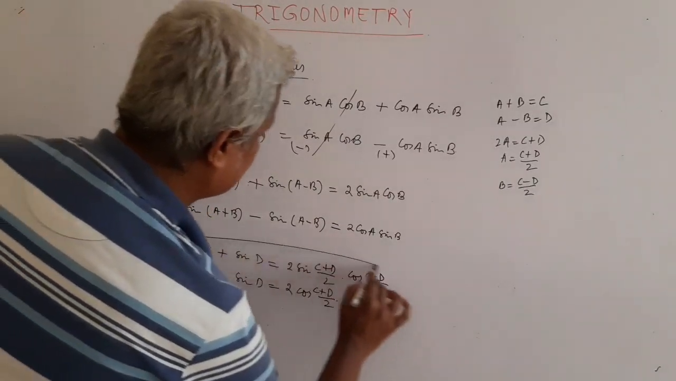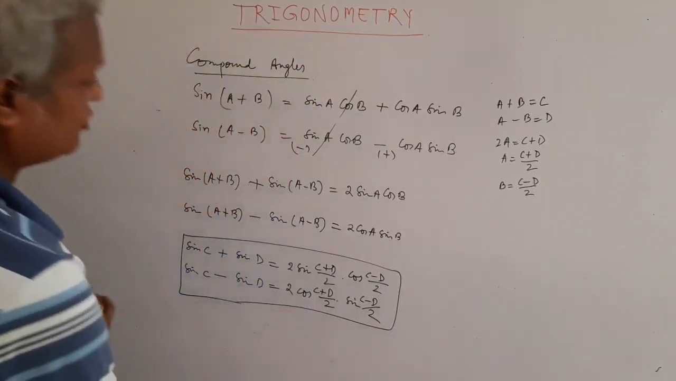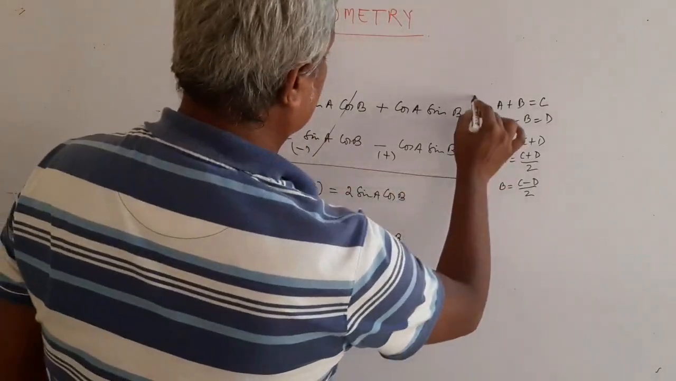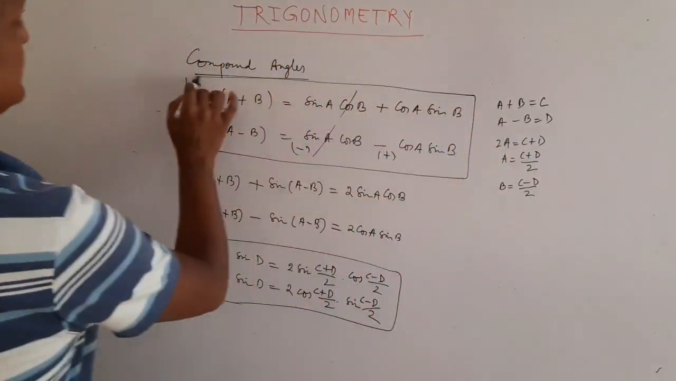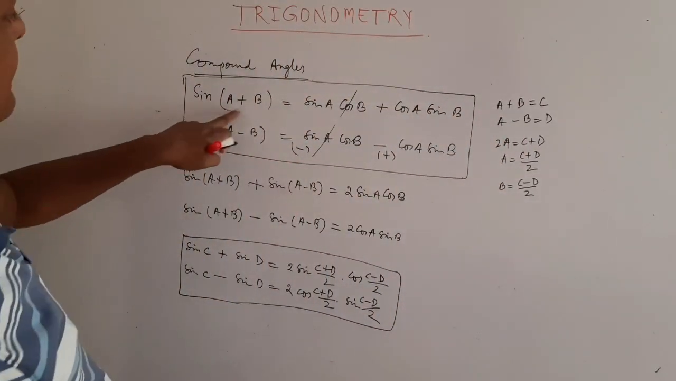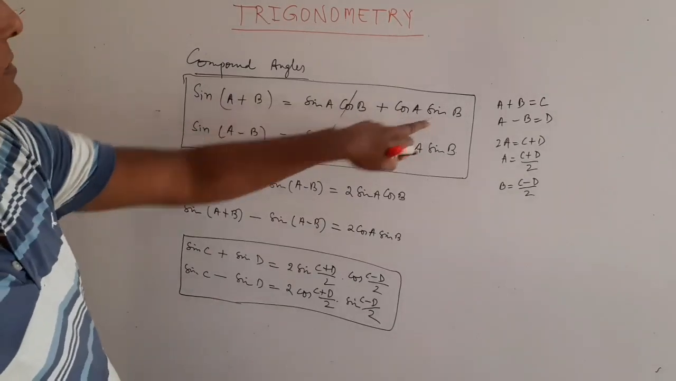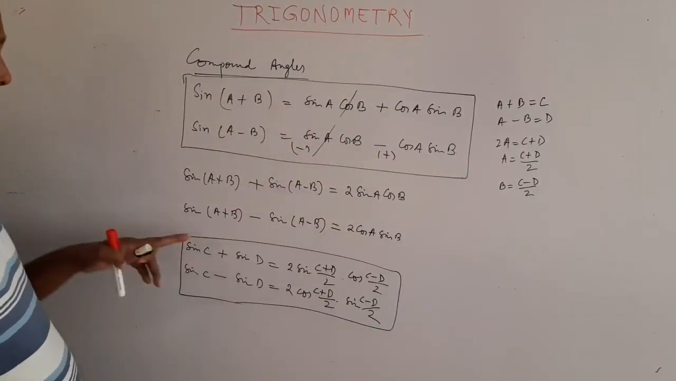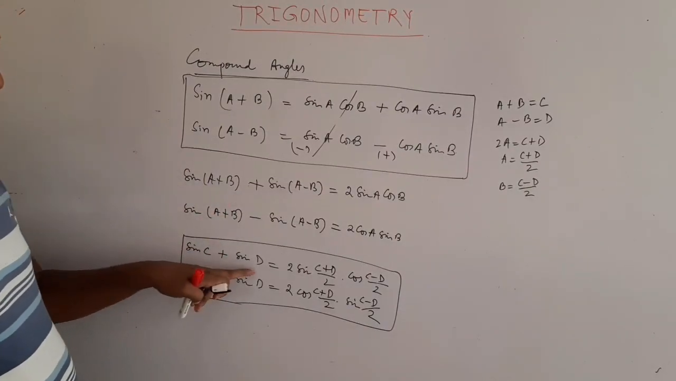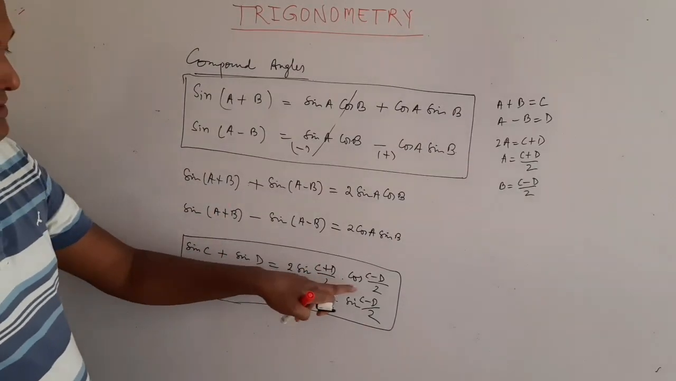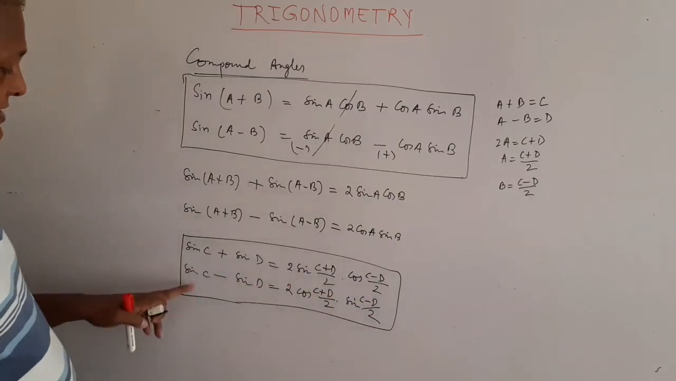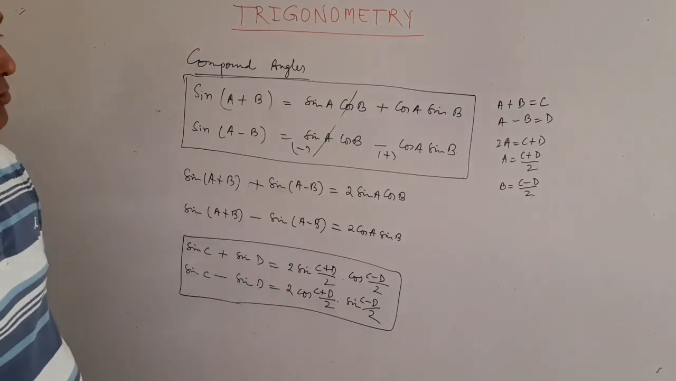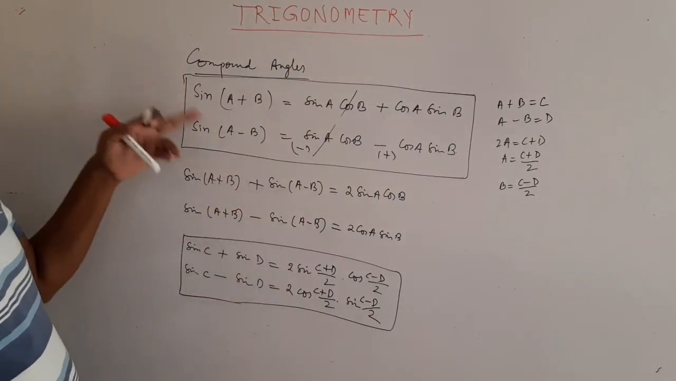So these two things you can note down, and these two things also. You can take them as formulas. So sin A plus B is sin A cos B plus cos A sin B, sin A minus B is sin A cos B minus cos A sin B. Now sin C plus sin D is 2 sin of C plus D by 2 cos of C minus D by 2. Sin C minus sin D is 2 cos of C plus D over 2 sin of C minus D over 2. So this is the relation for sine.